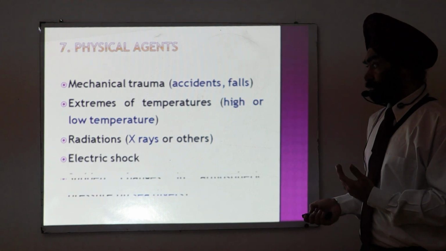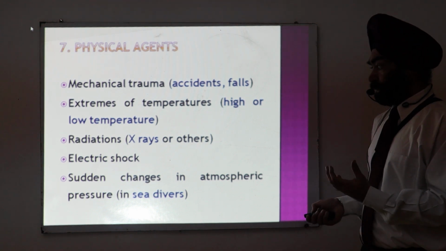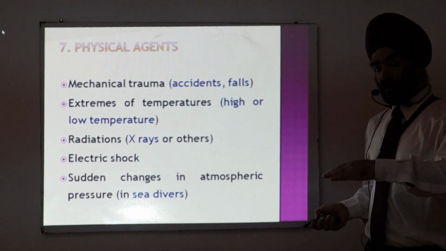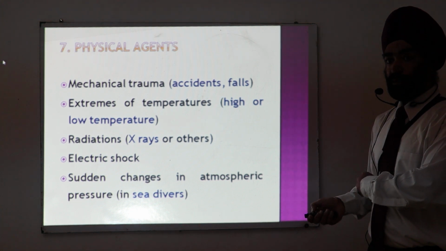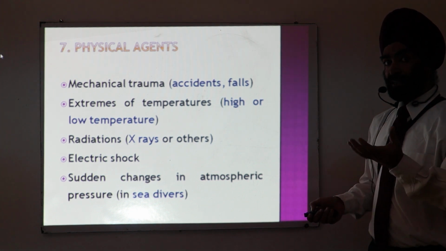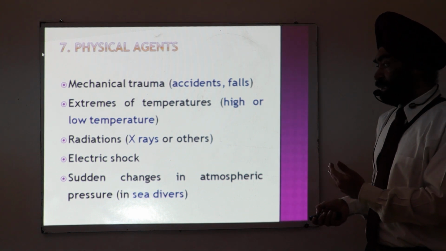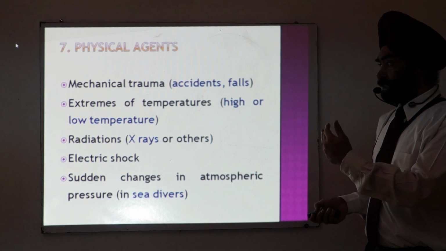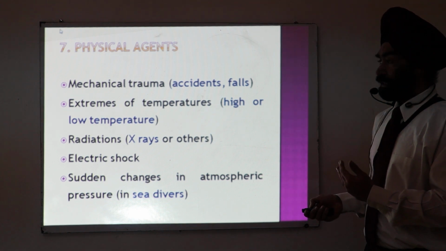Electric shock, sudden changes in the atmospheric pressure. A typical example is sea divers: they go into the sea where there is a lot of pressure, but when they come up very suddenly, there is a precipitation of bubbles. I will discuss this in a subsequent chapter. So whether it is mechanical trauma, excess or low temperature, radiations, shock, or changes in pressure, they all come under the class of the physical agents.